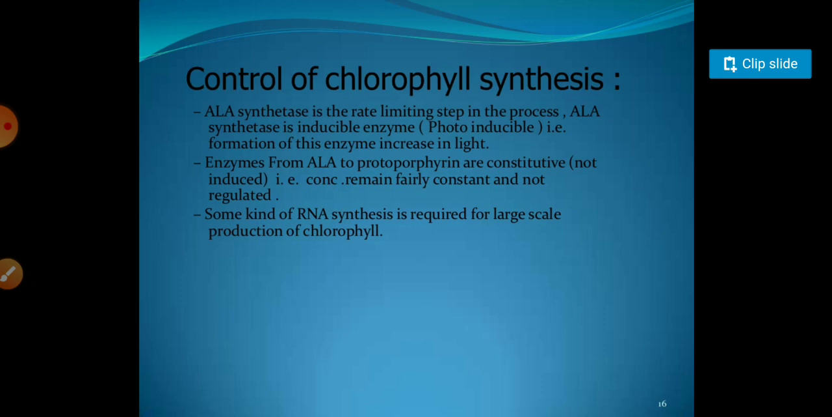So the synthesis of chlorophyll can be controlled at the step of ALA synthesis, which is catalyzed by an enzyme. This enzyme and the enzymes leading to protoporphyrin are constitutive, and fairly regulate this kind of reaction.